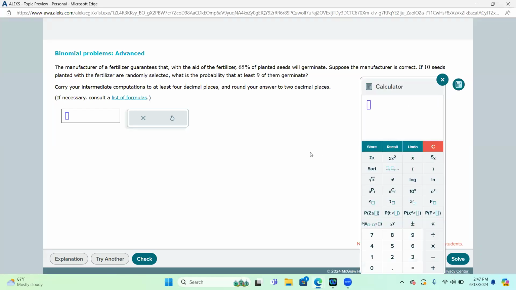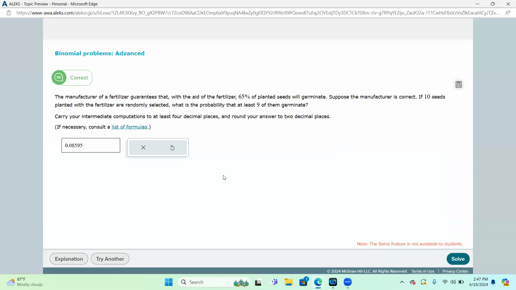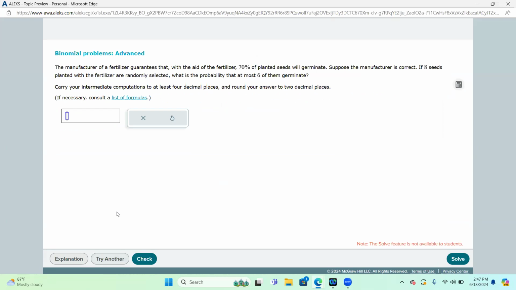I'm going to the calculator. I'm typing 1 minus, eight, enter. So that's 0.8595. And they want at least 4 decimal places, so 0.8595. So I did 5 decimal places. Excellent. That's another at least.